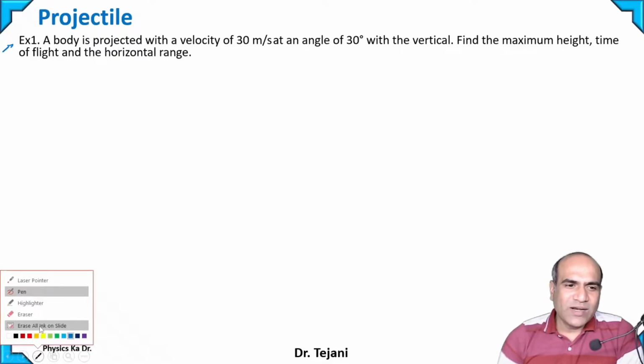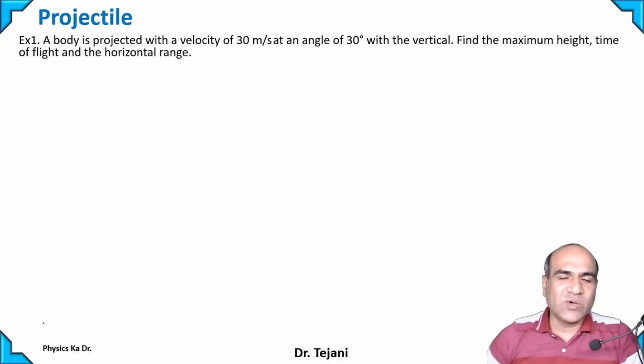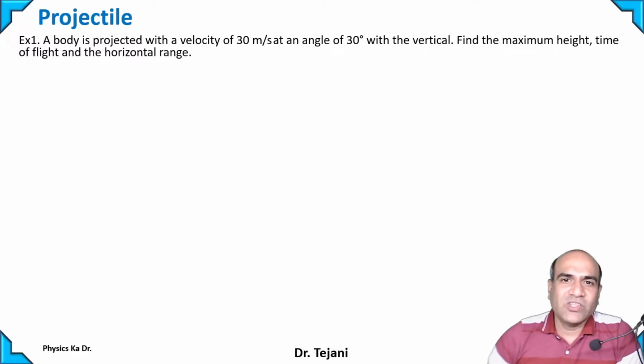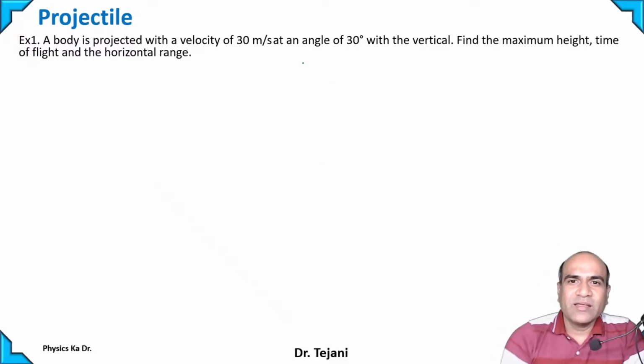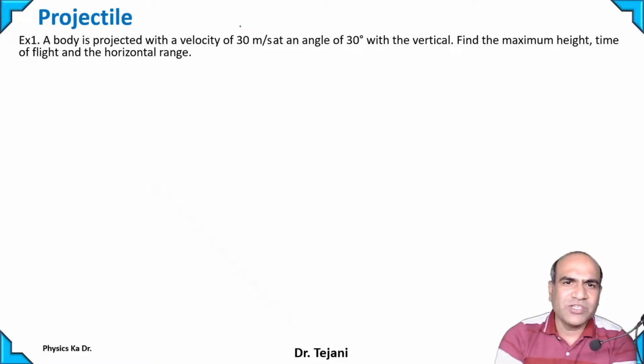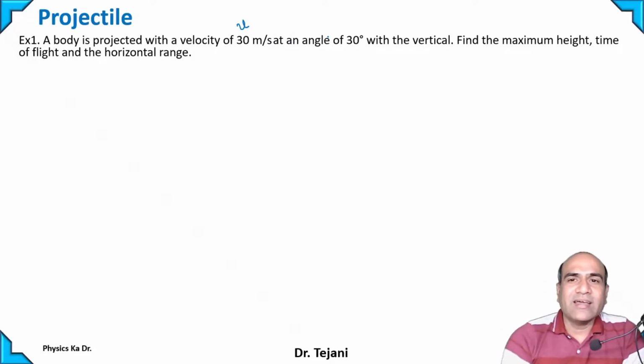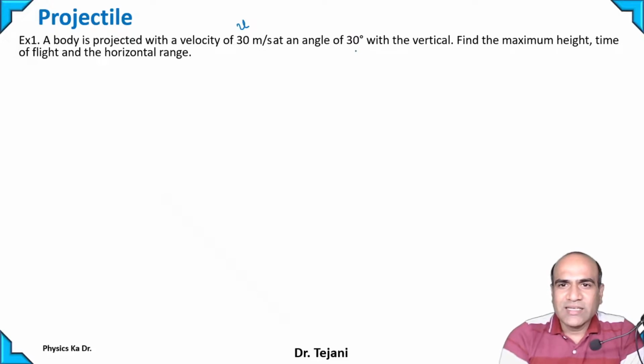Example number one is mentioned here. A body is projected with a velocity of 30 meter per second. So initial velocity u is 30 meter per second at an angle of 30 with vertical. You have to remember this part. Our angle is not vertical, our angle is horizontal. So theta is 90 minus 30, which is equal to 60 degree.